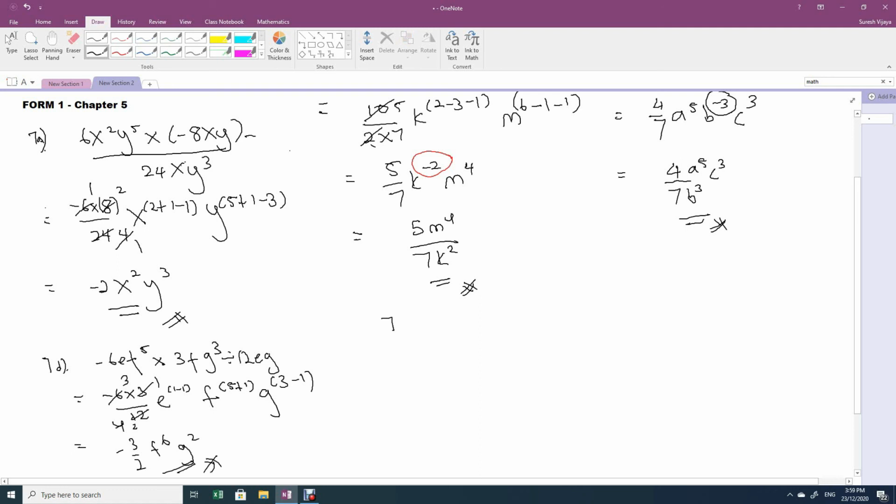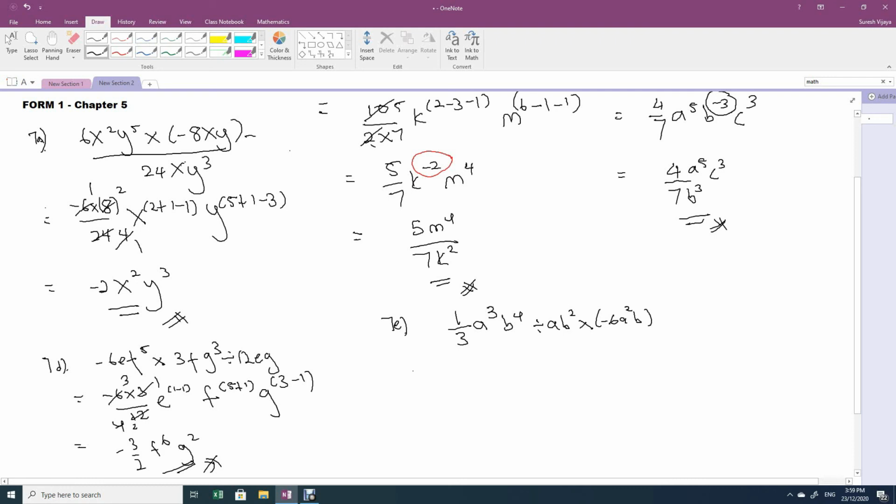Okay, and finally we move to the last question, which is 7e. Write down the equation: 1 over 3 a to the power of 3 and b to the power of 4, divided by a b to the power of 2, multiplied by negative 6 a to the power of 2 and b.